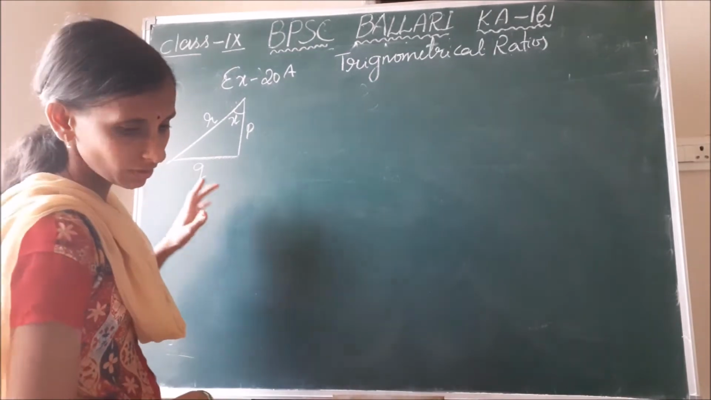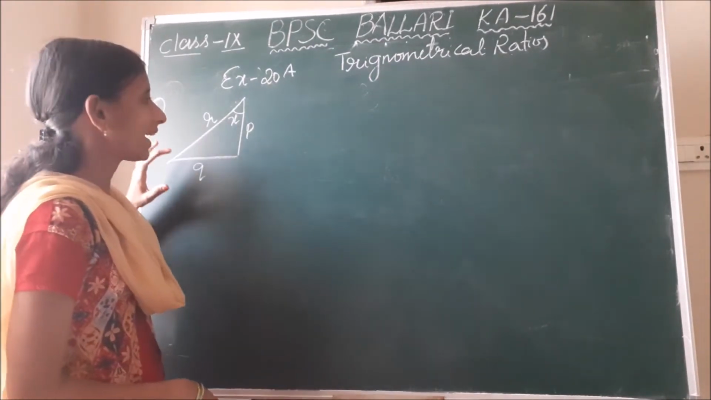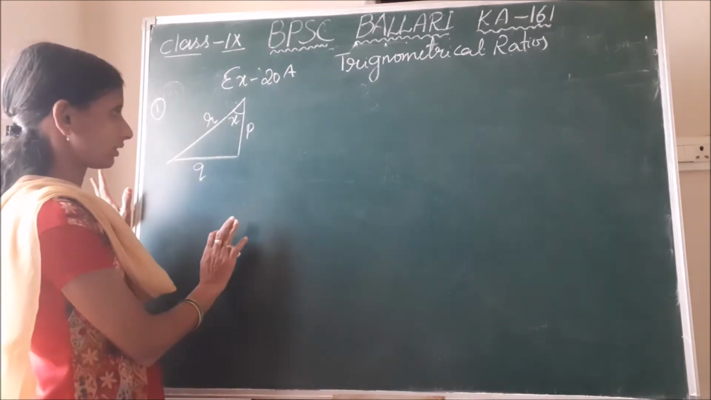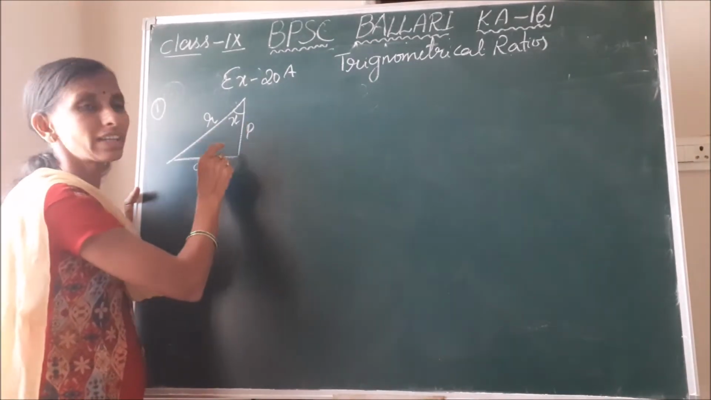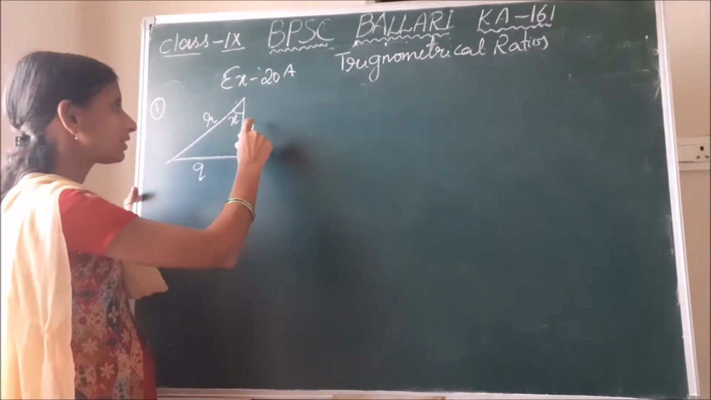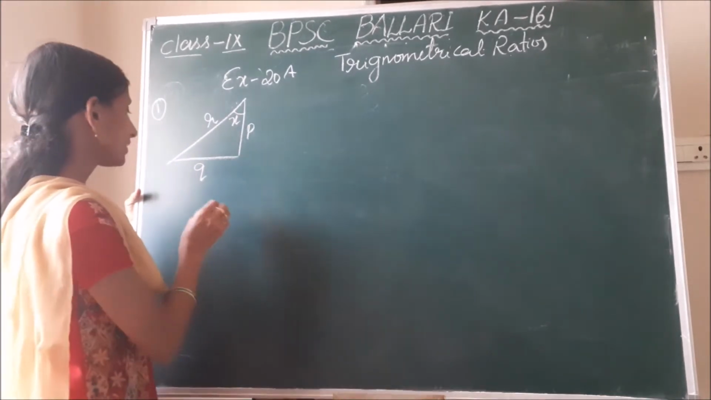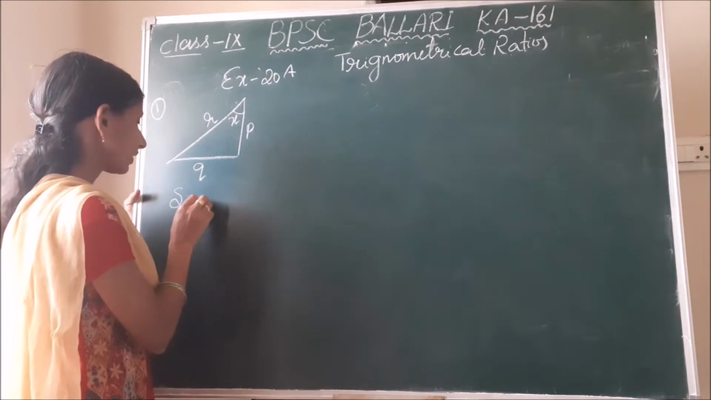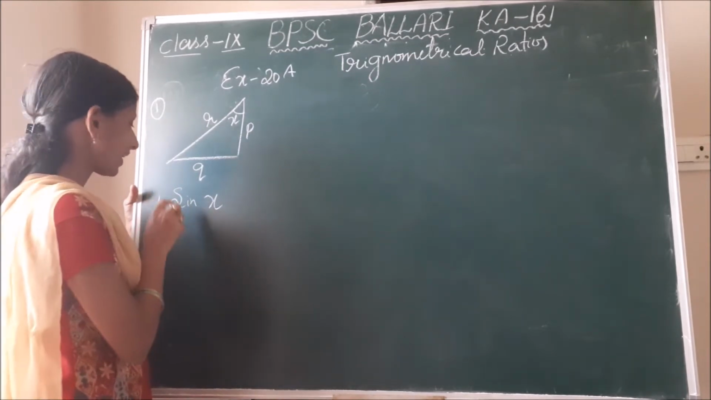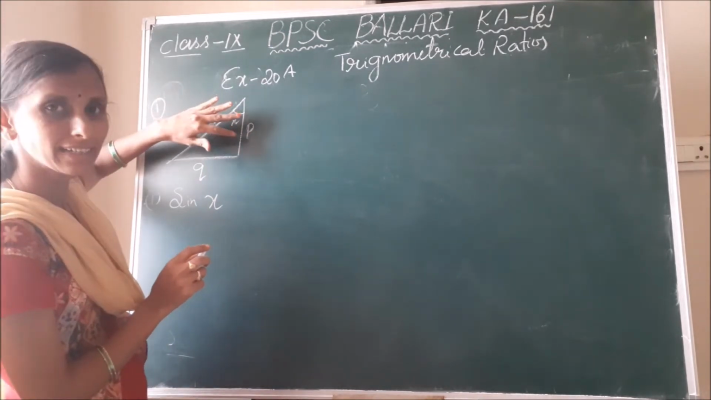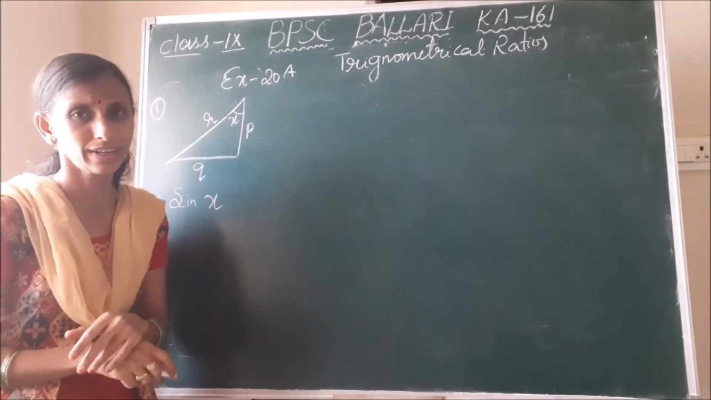So, our first question: look at the figure and find the given ratios. This is the figure given. They didn't give names for the vertices, but they have given names to the sides. Now we have to find sine x. Here x is the angle, and we have to find its sine.